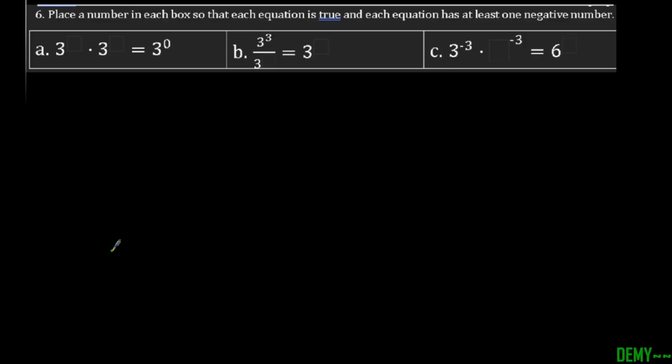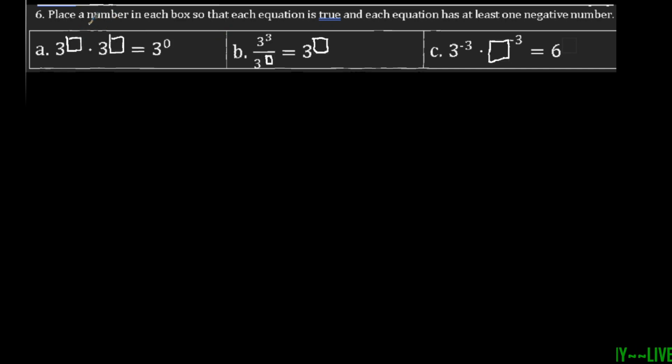All right. Moving on to number 6 now. It says place a number in each box so that each equation is true and each equation has at least one negative number. On your paper it's a little easier to see, but let me box some of these in, because they're saying fill in these boxes. There's a box down here, box over here, and for these first two we have to fill in exponents of 3, and then for part C I have to figure out what I'm going to place in that box for the base. But we'll get to that in a second.